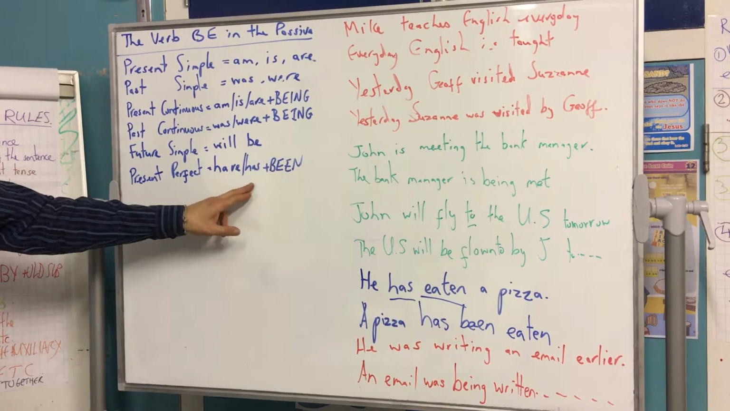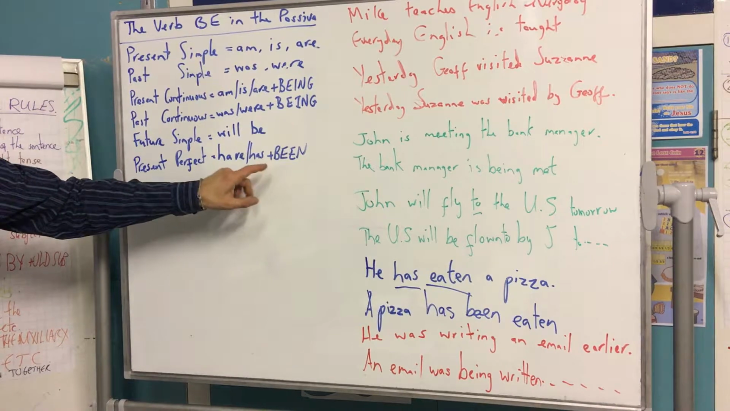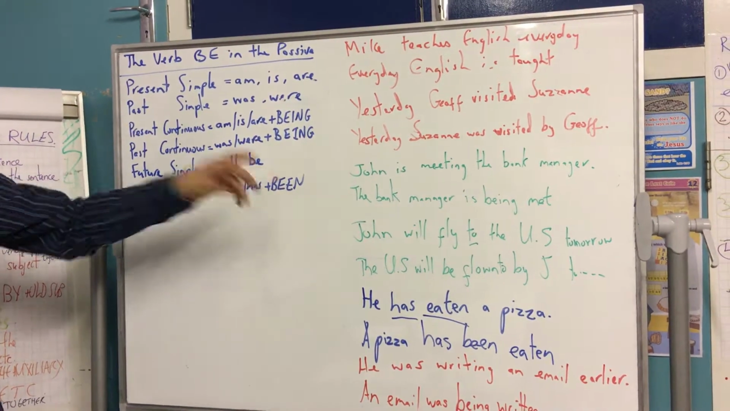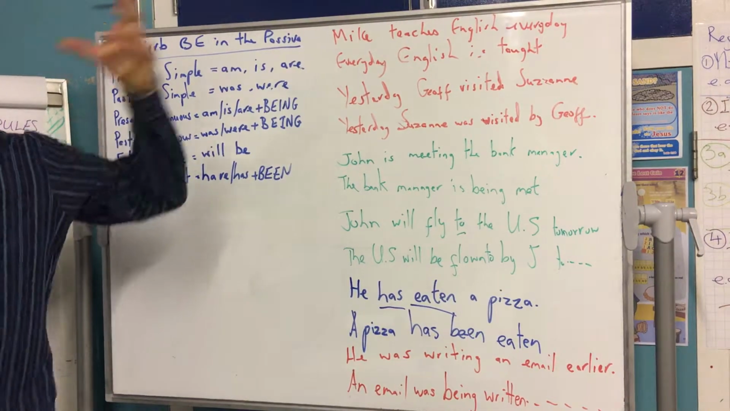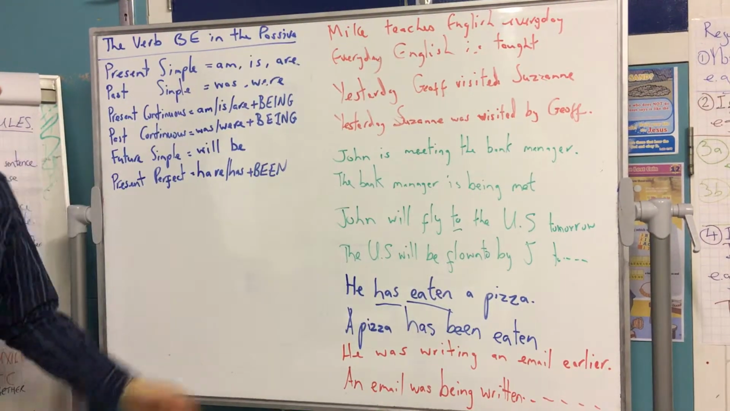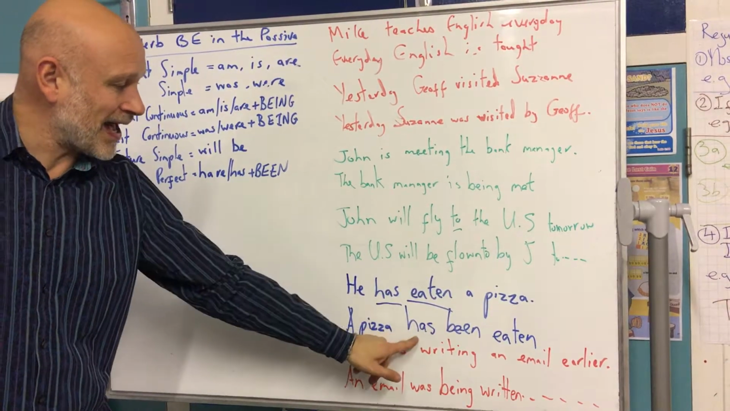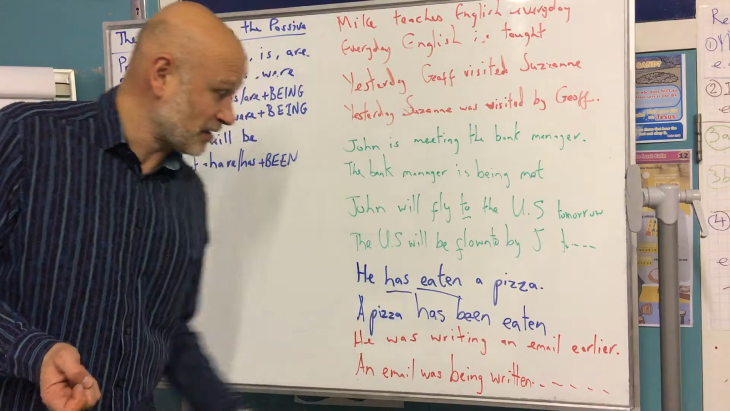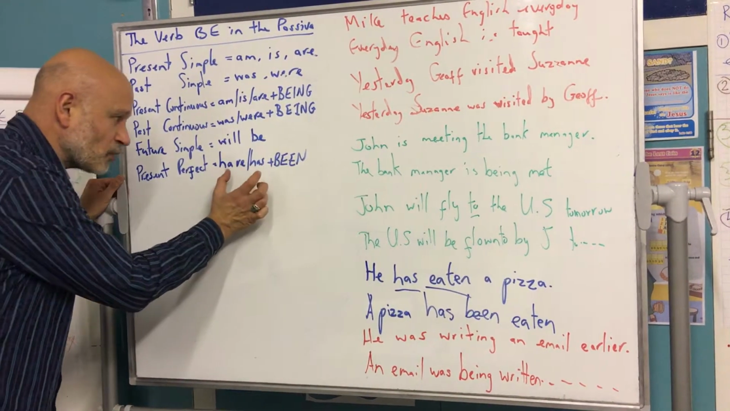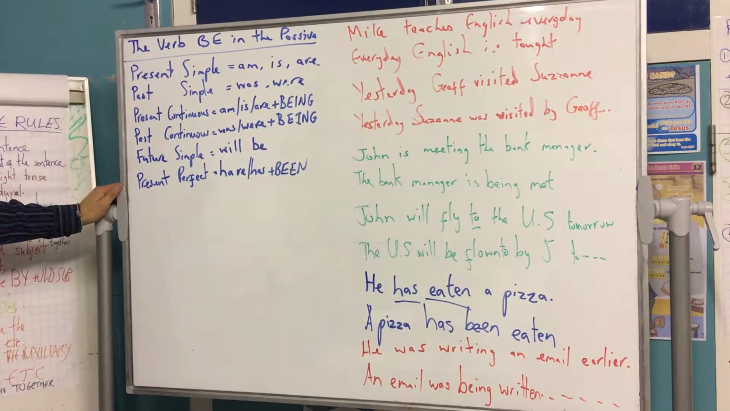Here, present perfect, we have the auxiliary verb have or has plus been. That's how we use the verb to be with the present perfect. I have been here, he has been here. And here's the sentence. He has eaten a pizza. A pizza has, adding the verb to be, has been eaten. So it's about remembering both pieces of the puzzle.